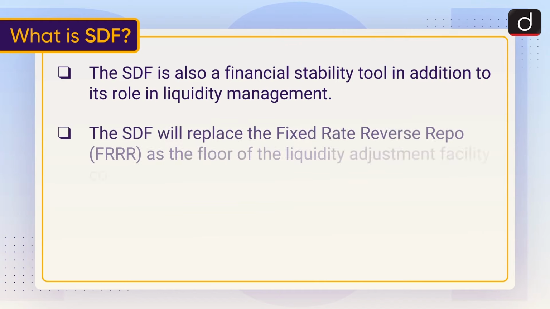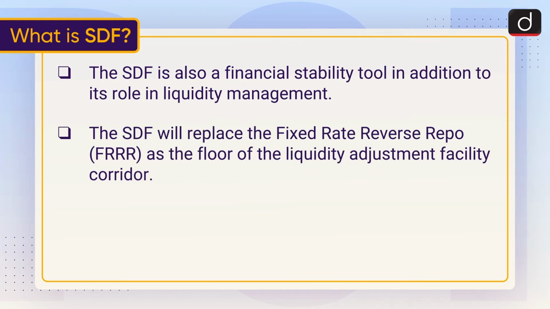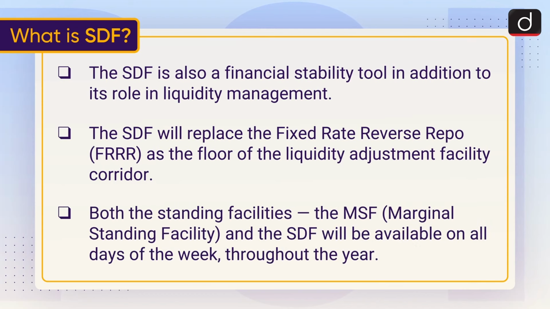The SDF will replace the fixed rate reverse repo, that is FRRR, as the floor of the liquidity adjustment facility corridor. Both the standing facilities, the MSF, that is marginal standing facility, and the SDF will be available on all days of the week throughout the year.